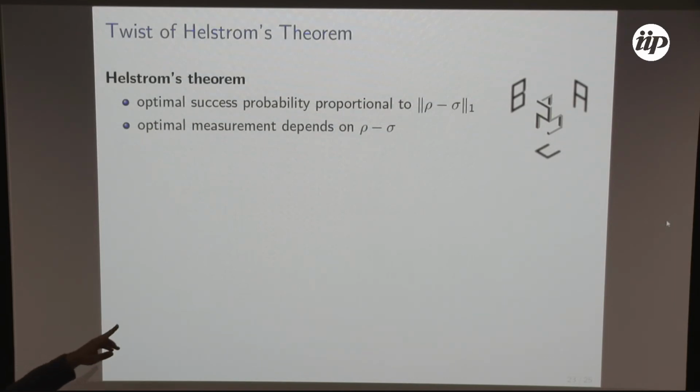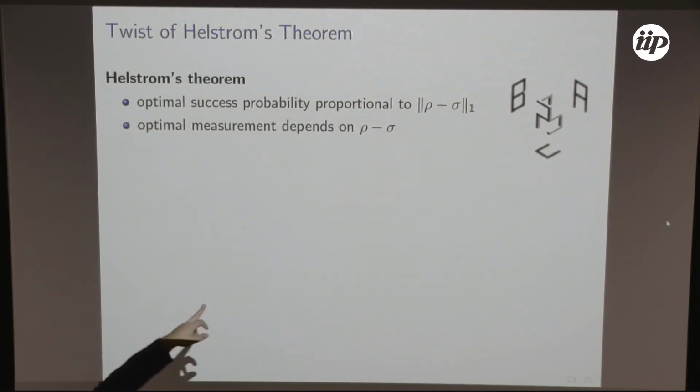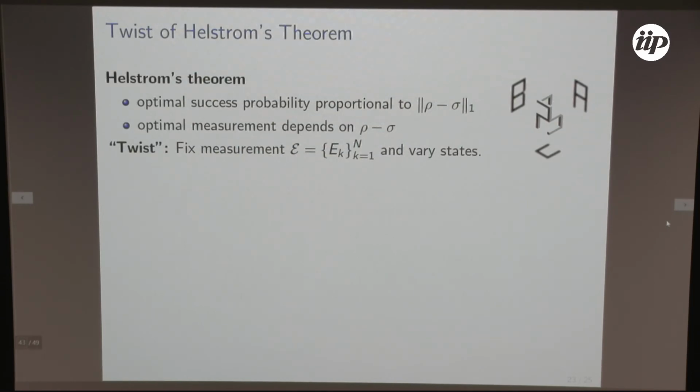Probability depends on the trace distance of the states, but the optimal measurements also depend on them. So in order to win this game perfectly for any state pair, you have to be able to implement arbitrary measurements, which is not realistic in practice. And then there was this nice twist, going back to Ambainis and Emerson, and later Matthews, Wehner, and Winter.